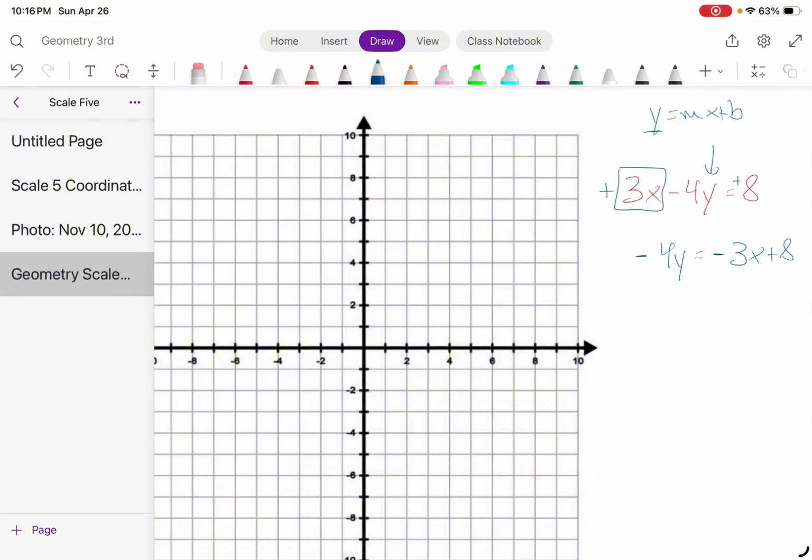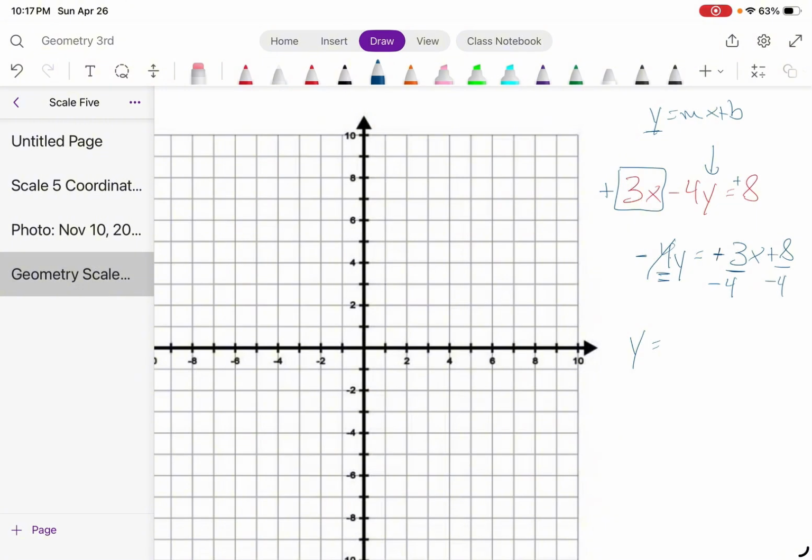So step number 1, move the x term over, or move any term over that you need to in order to get y by itself. And then the last step is I've just got to get rid of the -4. Since they're being multiplied, I'm going to divide the whole other side by -4. However, I'm going to do it individually. Divide each of these by -4. Cancel it, and you now have y equals.